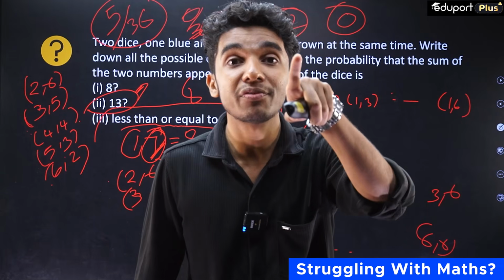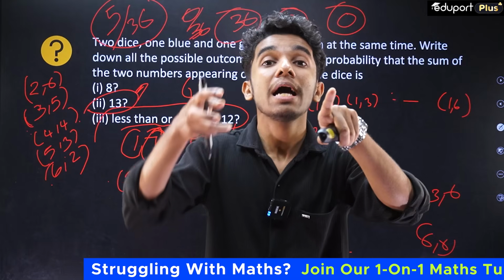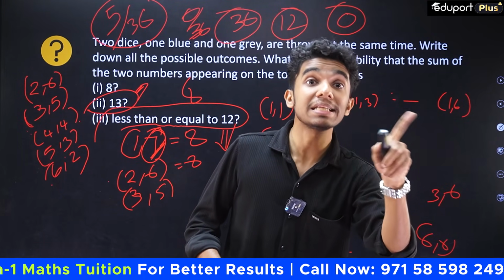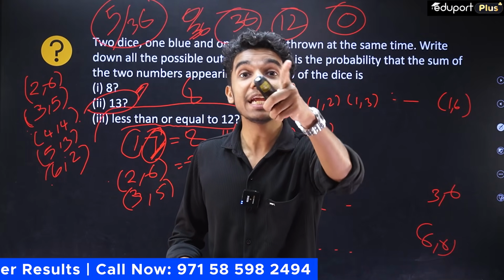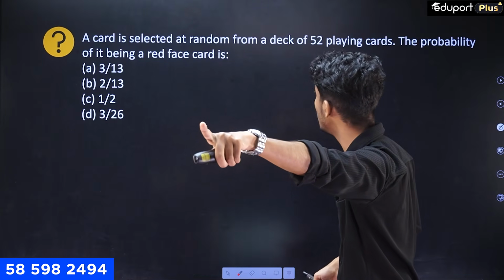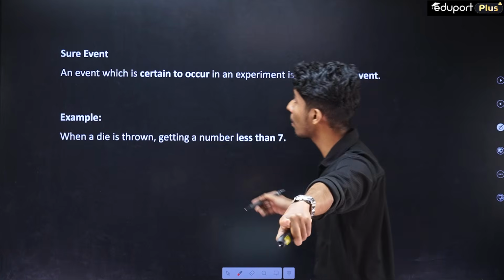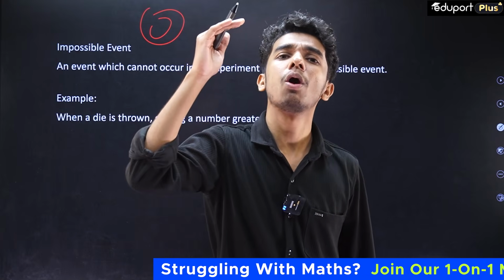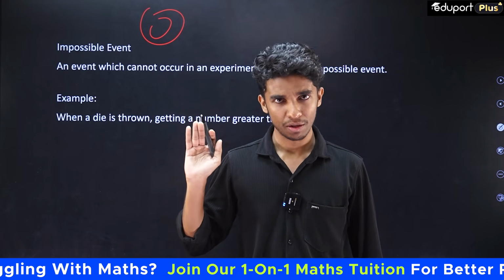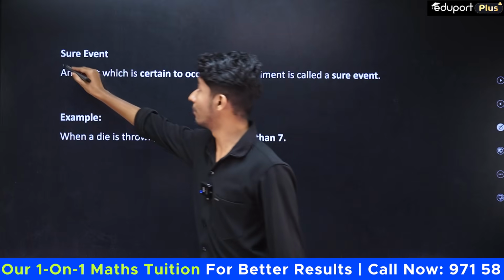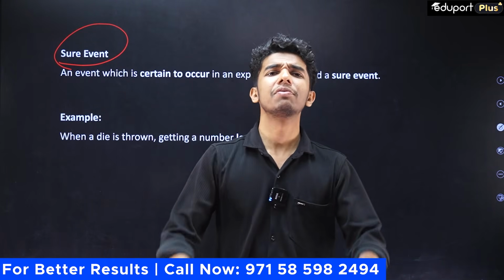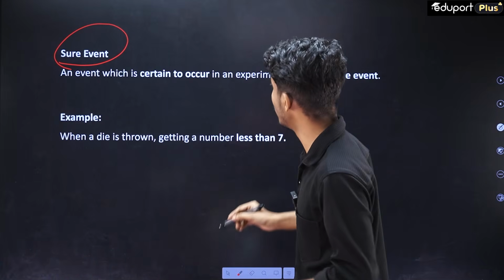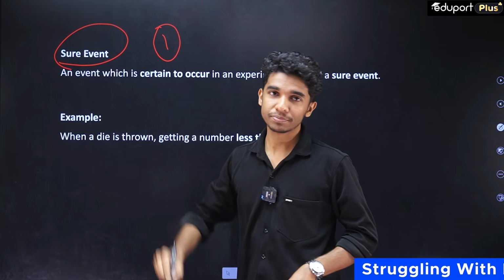So you have to understand the fact that if something is not going to happen, it is an impossible event. Then its probability will be 0. Impossible event, it is not going to happen. Similarly, there is a sure event. What is a sure event? It will definitely happen. Then it is a sure event, and its probability will be 1.